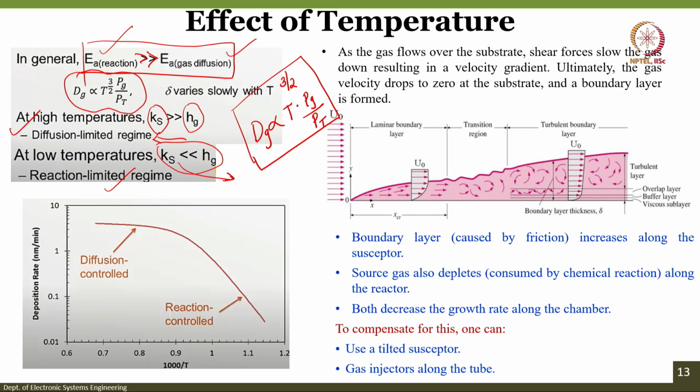This graph is a pseudo Arrhenius plot that shows the relation between the deposition rate and temperature. In fact, it is 1000 by T.